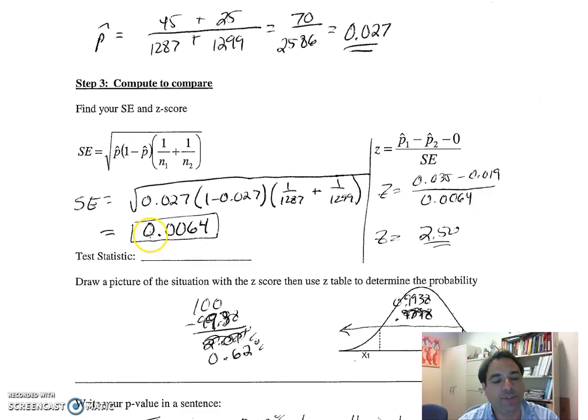You should get 0.0064. Be careful. To find your z, it's the first group, 0.035, minus the second group, 0.019, divided by 0.0064. You should get a z of 2.5. So again, practice with your calculator.